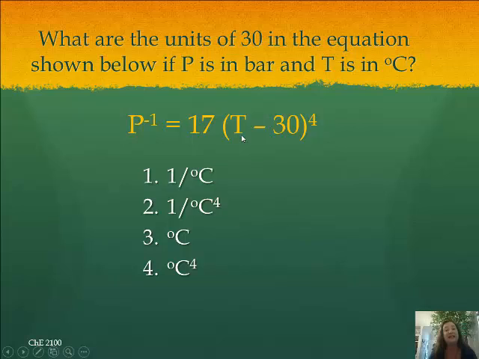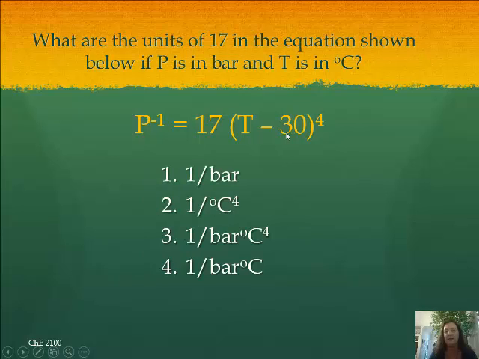Alright, so t is in degrees C, therefore if I add or subtract, the quantities in parentheses are subtracted. If this is degrees C, 30 must also be in degrees C. So what about that number 17? All right, this one's a little trickier, but this is degrees C. We've already agreed that this will be degrees C. So this is going to have degrees C to the 4th power. This is 1 over bar. So I can multiply, divide.